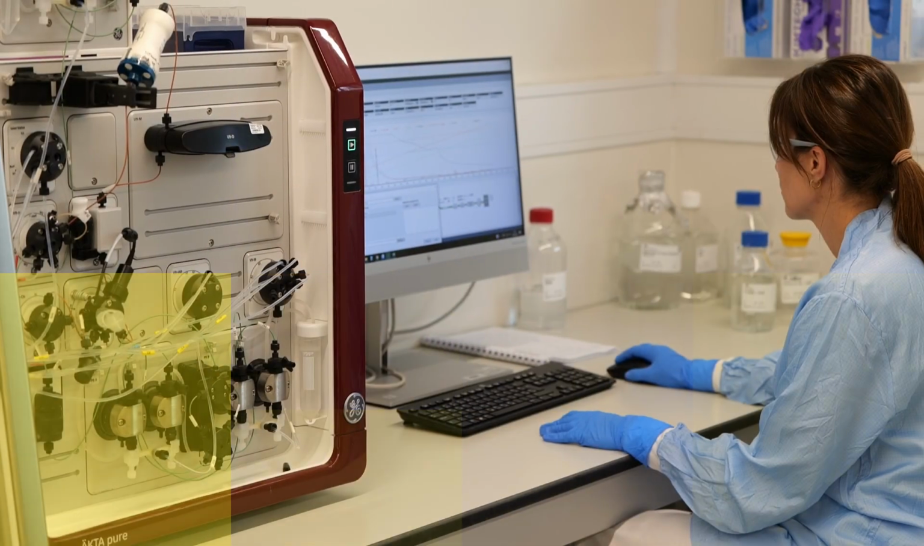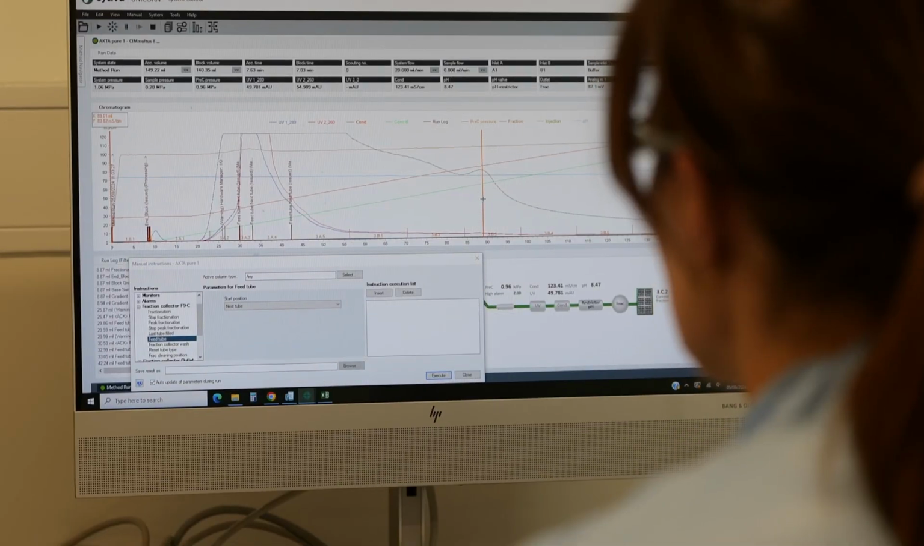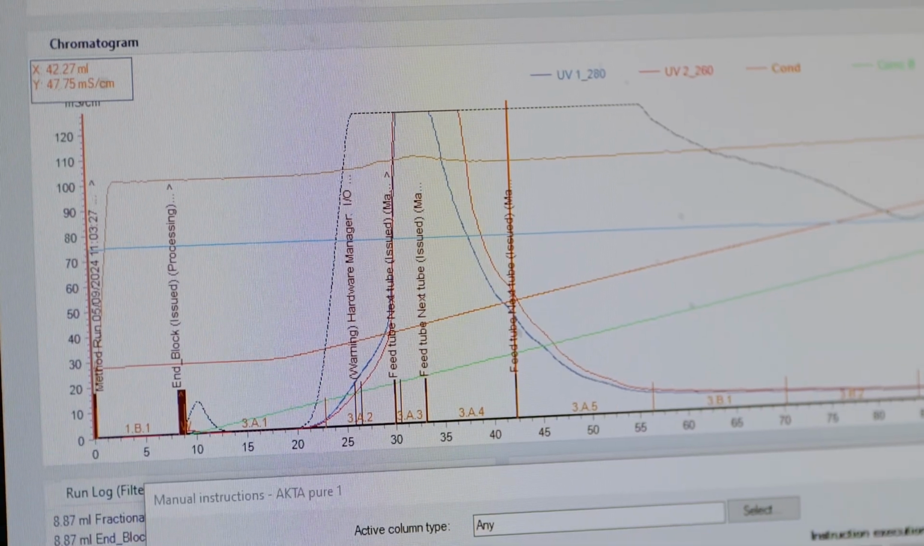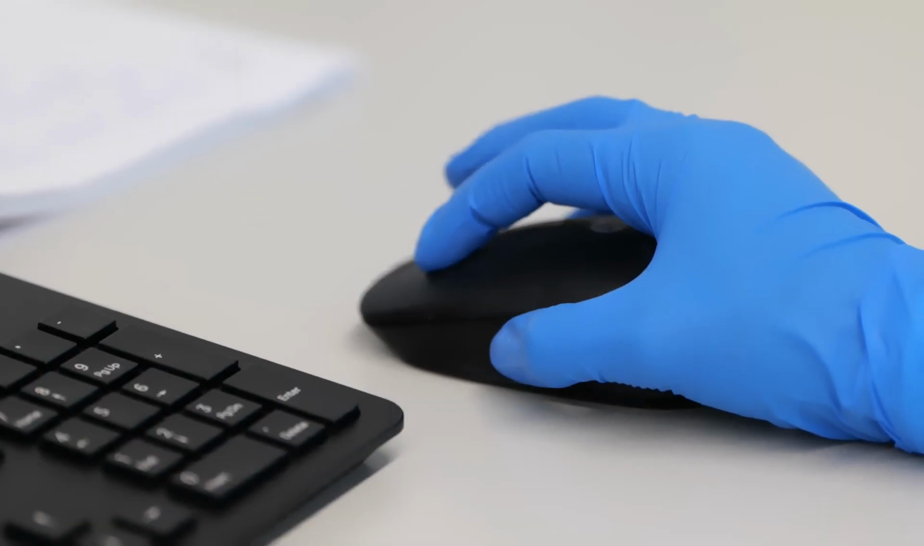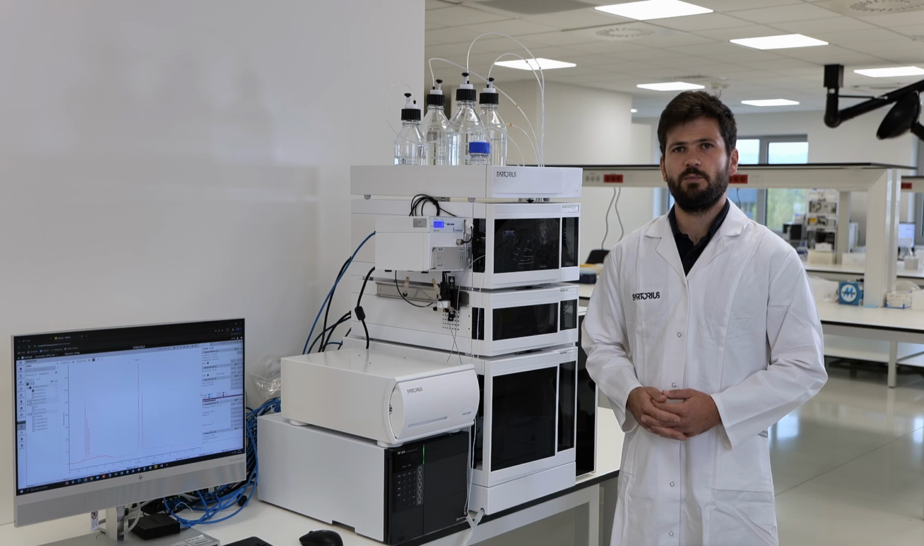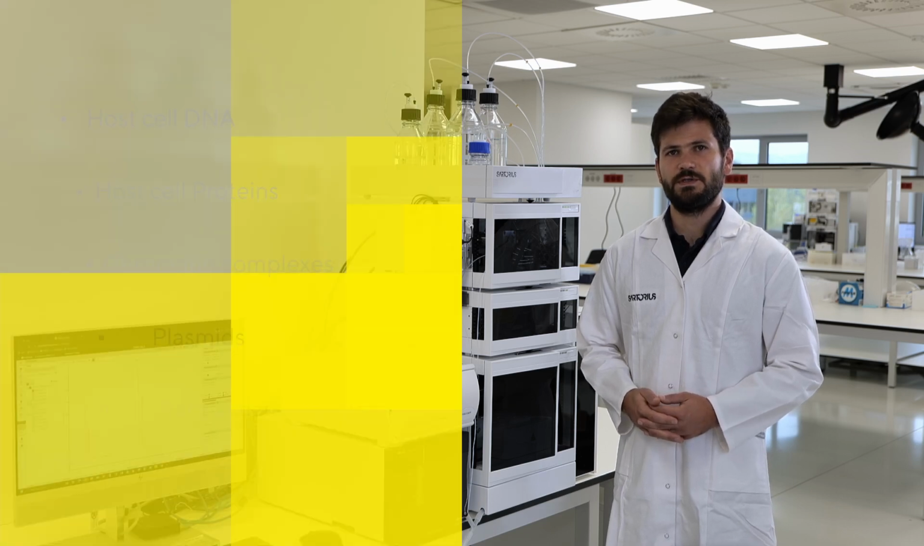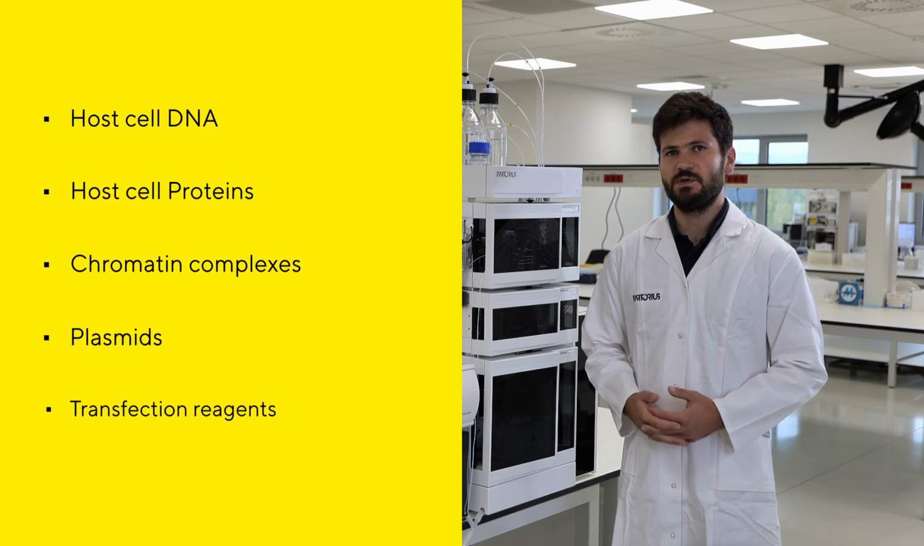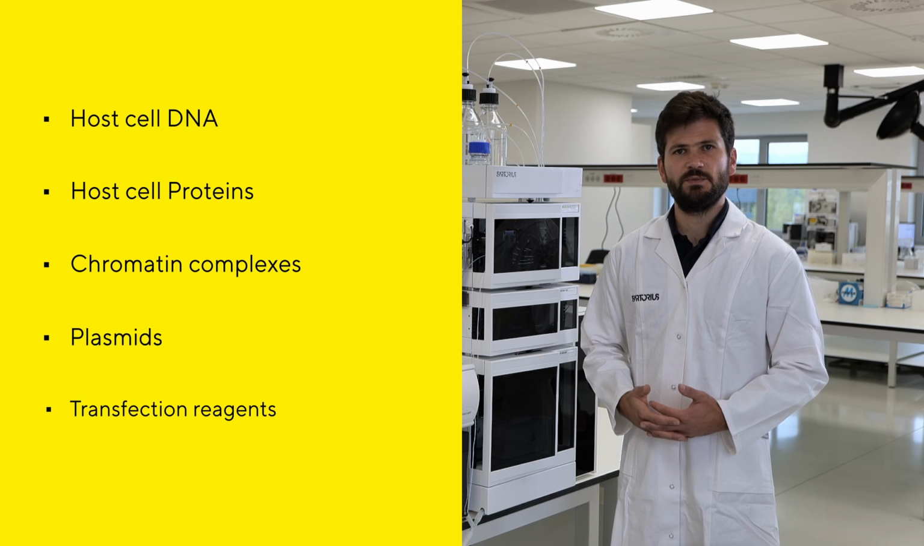Therapeutic applications of AAV rely on the removal of process and product-related impurities, which pose serious safety threats and burden the economics of manufacturing. The most critical process-related impurities include host cell impurities such as host cell DNA, host cell proteins, and chromatin complexes, as well as plasmids and transfection reagents.